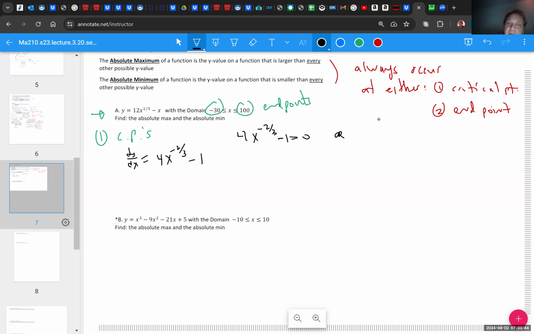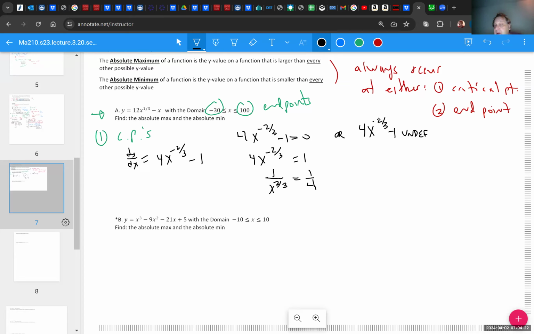And I also need to figure out when the derivative is undefined. Those are called critical points. Okay, well, do some algebra here. Divide by 4. In fact, what I'll do is I'll write the negative exponent as a 1 over. And divide by 4. So negative exponents mean reciprocal, and I divide both sides by 4.